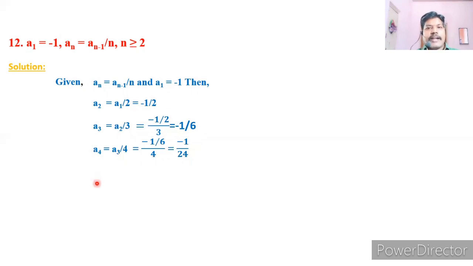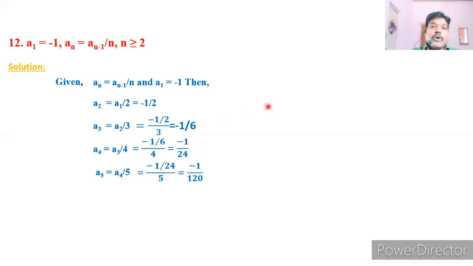Similarly, we will calculate a5 also. So see that one, a5. What is a5? If n is equal to 5, we will get a5 is a4 by 5. You already calculated the a4 value. Just replace this value in this one. You will get minus 1 by 24 whole by 5. It will become 24 into 5, so that is nothing but minus 1 by 120.